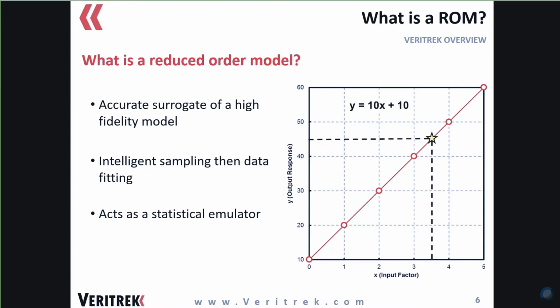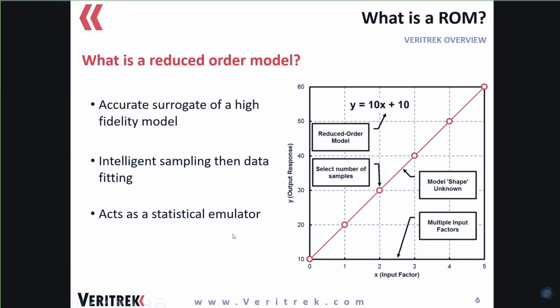And so, if the question came up of what is the output response at a non-sampled point, let's say at an input factor of 3.5 watts, we could rerun our Thermal Desktop model. But again, there's some computational expense involved with that. So why not just use the model that we created, this equation, and simply plug in 3.5 for x, and out comes our output response of 45 very quickly. That's essentially what we're doing: sampling, generating the red circles, and then data fitting, generating a fit through the data. Except with Veritrek, we're expanding that quite considerably.